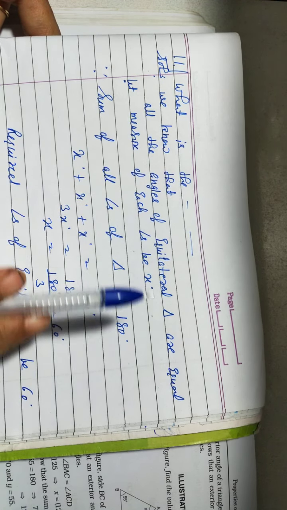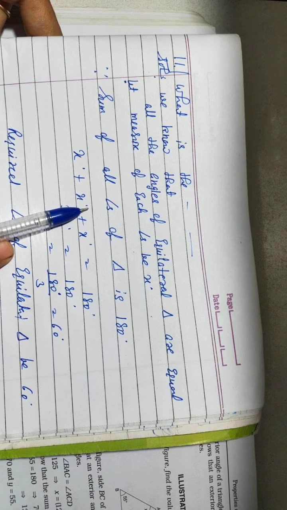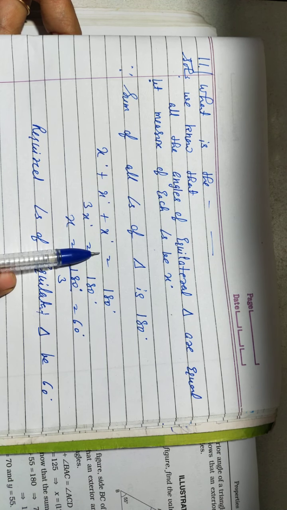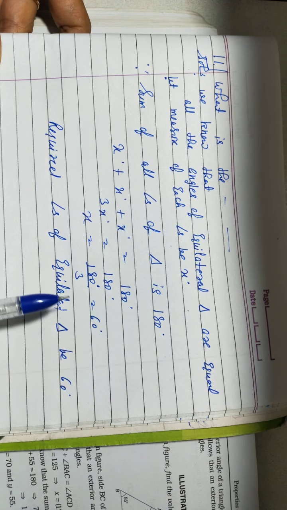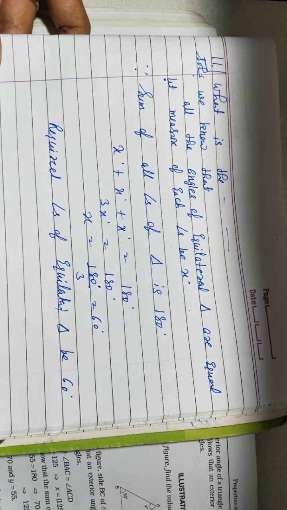What we have done, we know that each and every angle has the same measure. Let us consider each angle as x. You can consider A, B, C, whatever you want. From here we find the measure of each equal angle as 60 degrees.